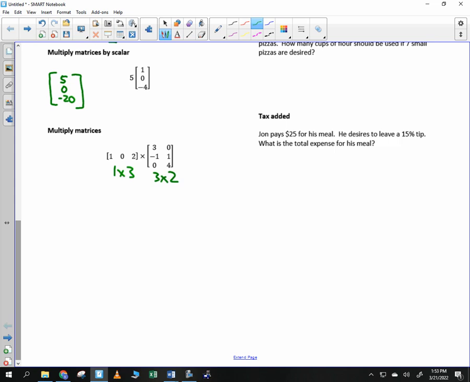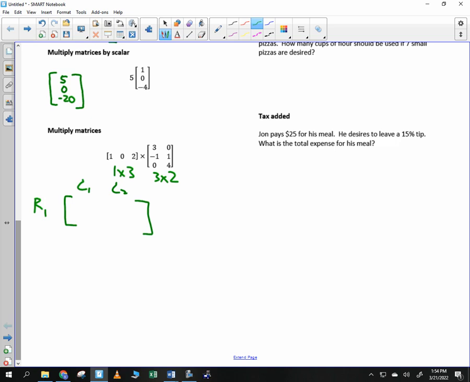In order to determine if matrices are compatible for multiplication, the inside numbers must match up. So you can see the 3's match up. The outside numbers tell you the new size. So you're going to get a 1 row by 2 column matrix. That's going to be the output.